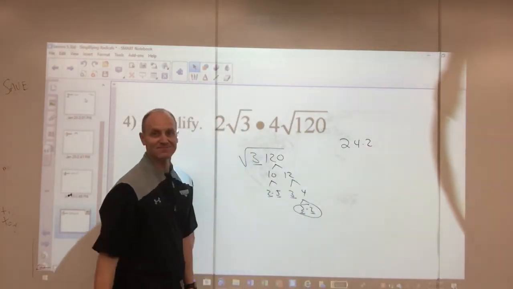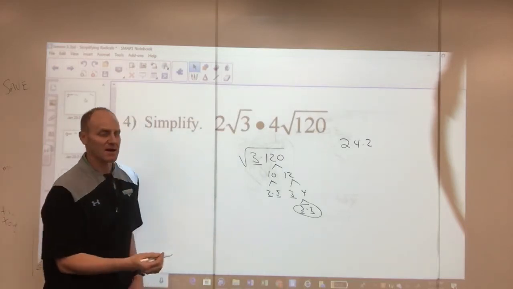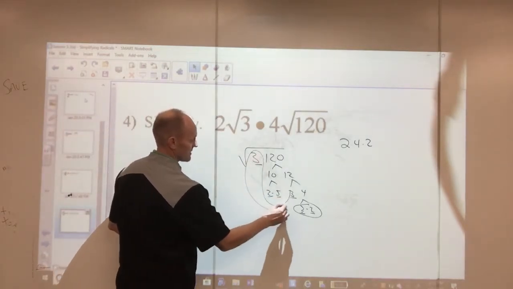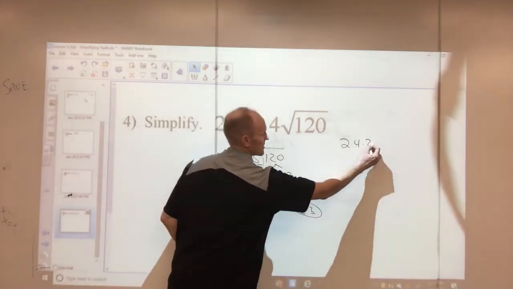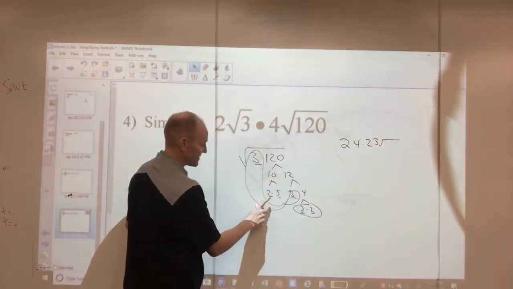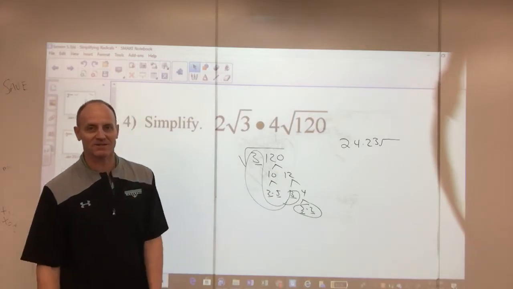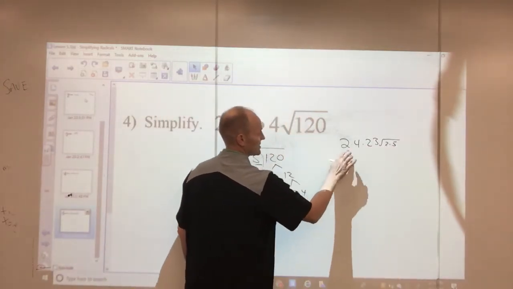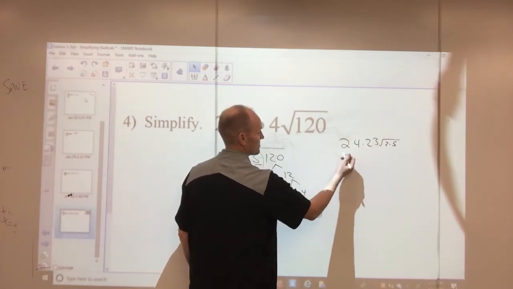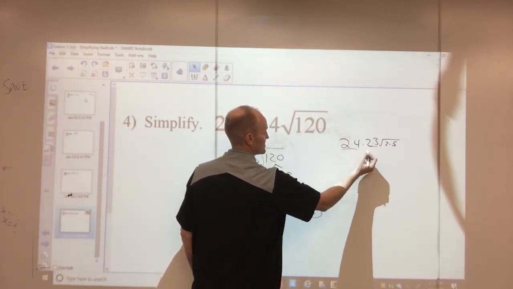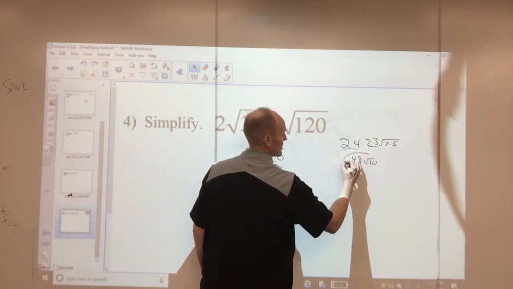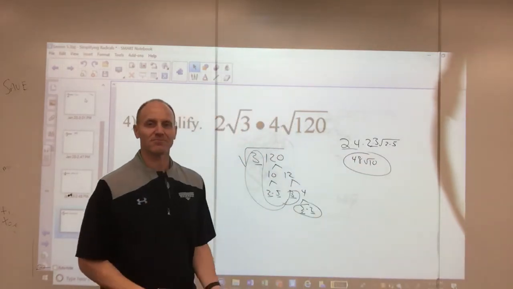Goes on the outside. See, I got a 3 here and a 3 here. Not next to each other, it doesn't matter. Goes on the outside. And then I actually have a 2 and a 5 that do not have pairs. So both of them will go get some punch. So then I got 2 times 4 times 2 times 3, which would be 8 times 6, which is 48. And then 2 times 5. And that would be my simplified radical form.